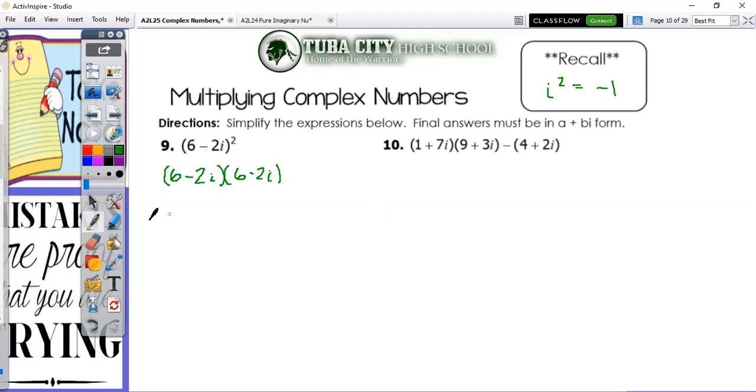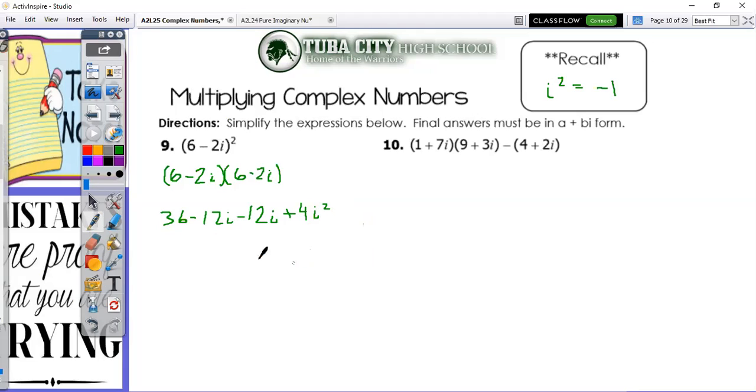First number, 6 times 6 is 36. 6 times negative 2i would be negative 12i. Inside number, it looks like we're going to get negative 2i times 6 again, so another negative 12i. And here, last number, so negative times a negative will be positive. 2 times 2 is 4. i times i is i squared.